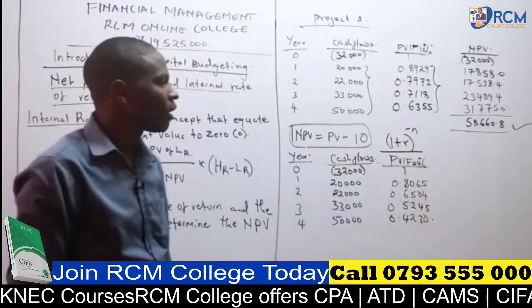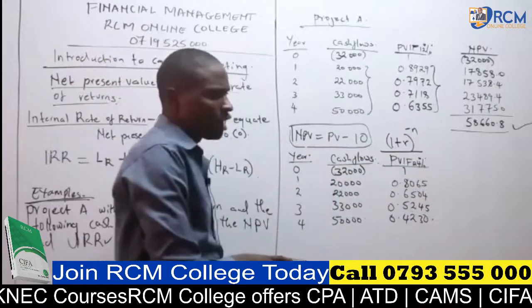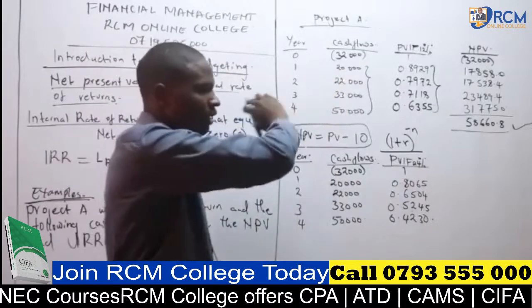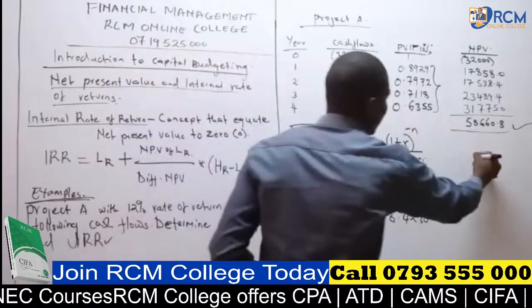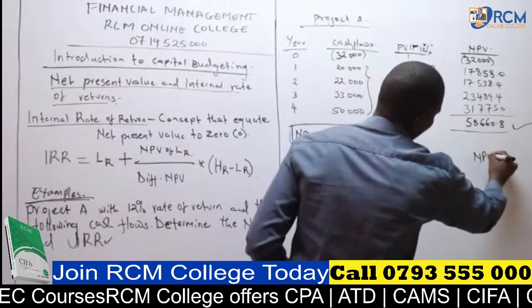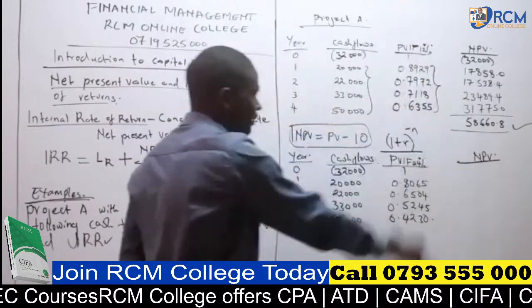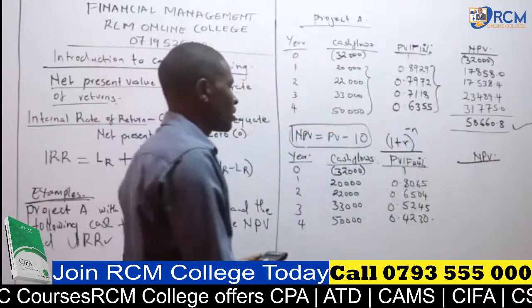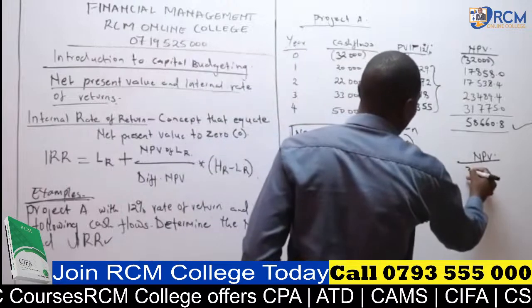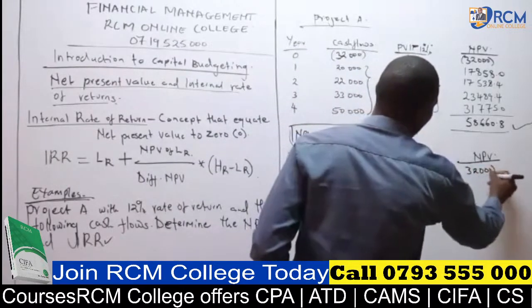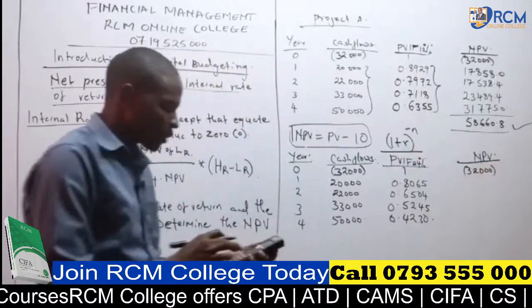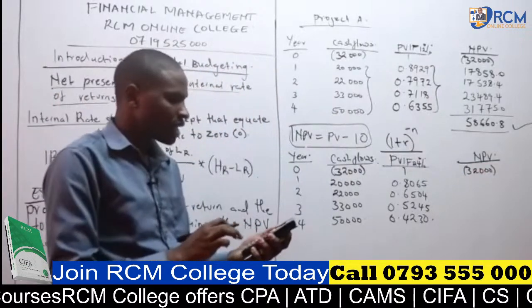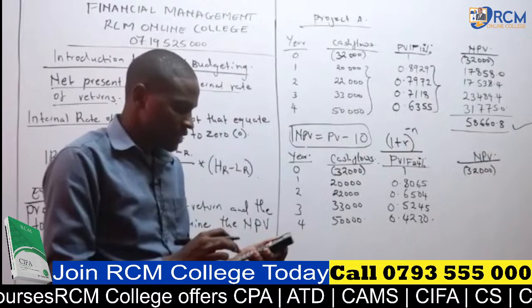Now I want to get the NPV. Allow me to use the same method I used. I just have the heading NPV, so that I'll just do the summation. So 32 remains 32 because I'm multiplying with 1. So it's 32,000. Then I multiply 20,000 times 0.8065.